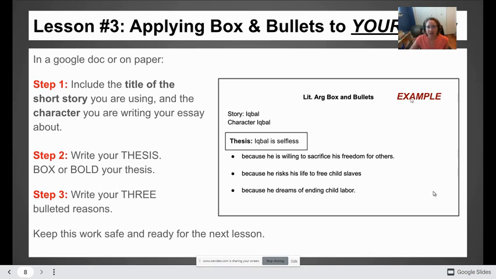All right. I would like you to start. You can do it on a Google Doc. You could do this on paper. It's up to you. But I would like you to make your own boxes and bullets. So you need your thesis or your claim that you have so far. Iqbal is selfless. Your character is blank. And you need your 3 reasons. When you have those, you are done for today.